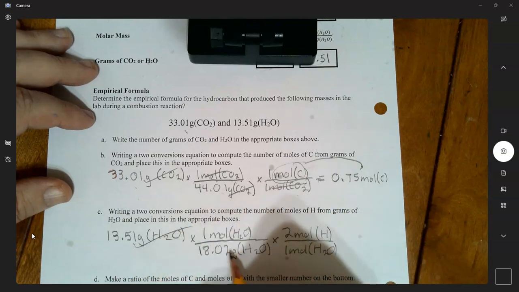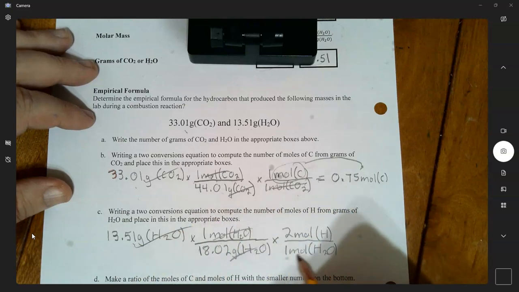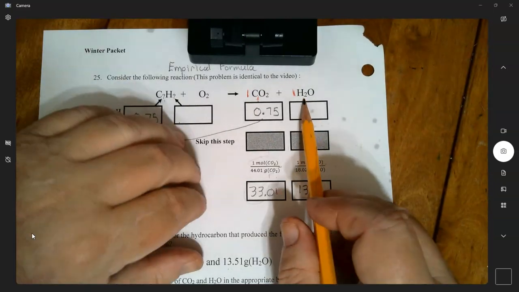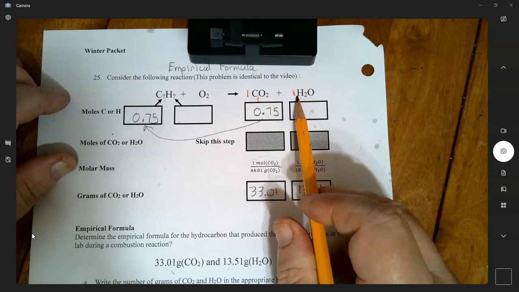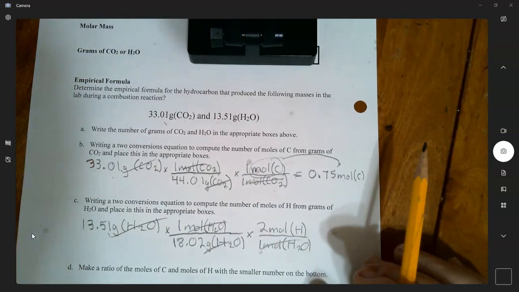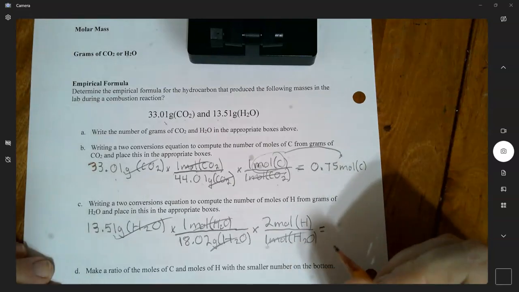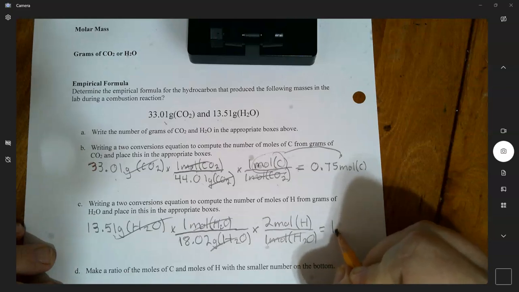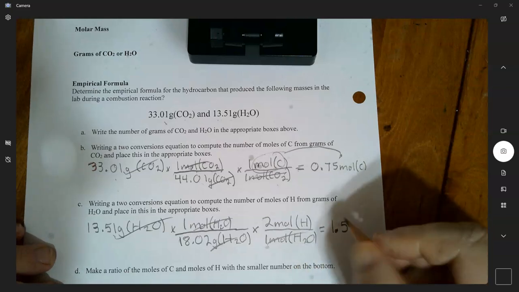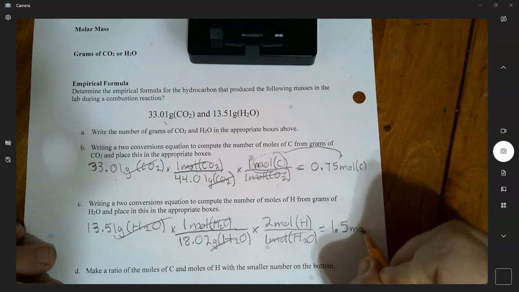Okay, we do our cancellations. Moles of H2O. Notice again that there are 2 moles of hydrogen for every 1 mole of H2O. So we'll go ahead and do the math on that. And we come up with 1.498, which we're going to round. That's close enough to 1.5, and that's moles of hydrogen.